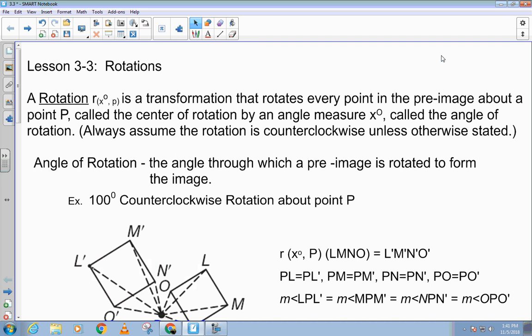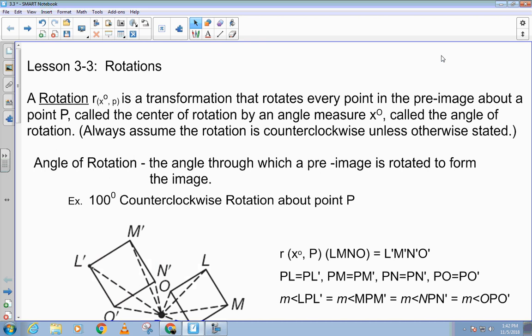Alright, and this is the notation that we use: the lowercase r, and then a subscript of a number of degrees. So that's what you're rotating by, 60 degrees, 100 degrees, whatever. And then the point you're rotating about. We typically will rotate about the origin, but it can be whatever point you choose to rotate about. Your angle of rotation is the angle through which the pre-image is rotated to form the image.